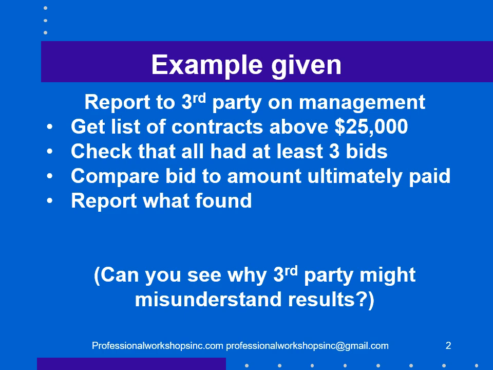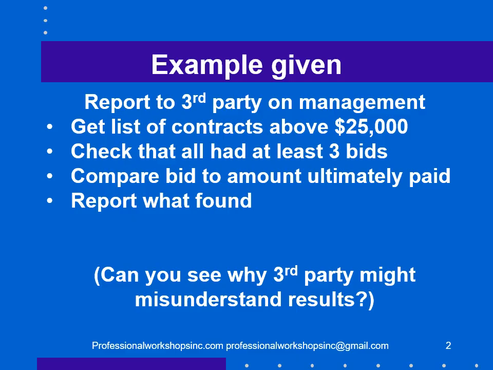So the example given is somebody wants to know about contracts above $25,000 and that they've got at least 3 bids for them. Why they'd want that, I don't know, but that's the example. So what we are supposed to do is get from management a list of contracts that were awarded above $25,000.